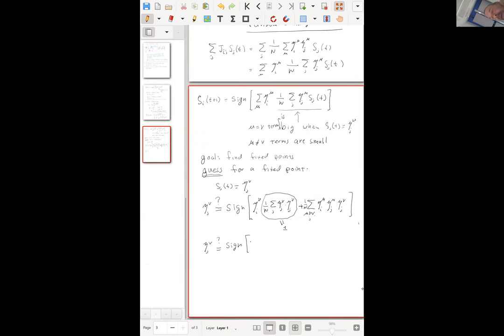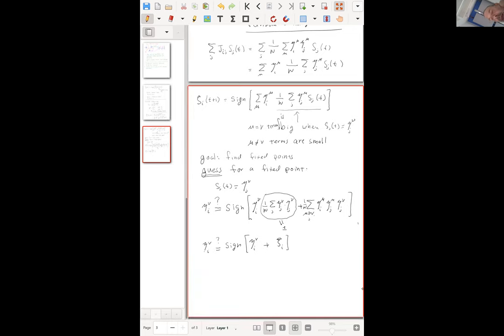oops, this is an i. Sine eta_i nu plus, I'm going to call this squiggle i. And squiggle i equals 1 over n, the sum over mu not equal to nu, and j of eta_i mu, eta_j mu, eta_j nu.